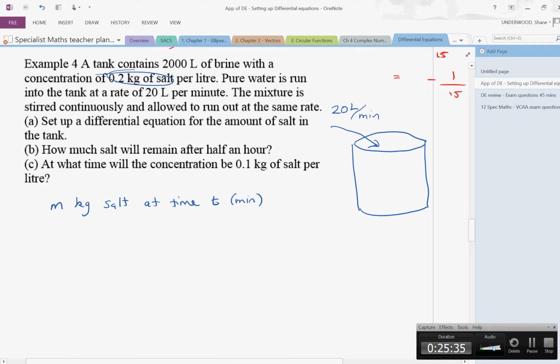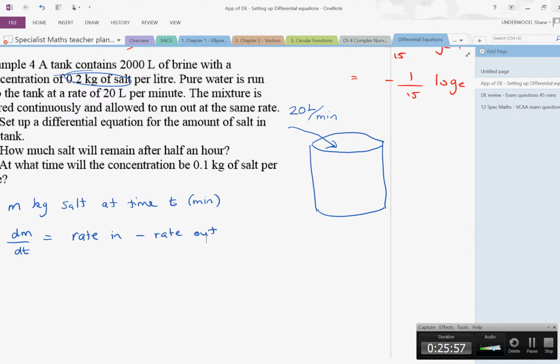Okay. Now, what do we want to find? Don't we want to find dm/dt? We want to find the rate of change of salt. Good. So what we want to say is dm/dt is equal to the rate in minus the rate out. Now we did go through that, but let's have a look at the rate in.